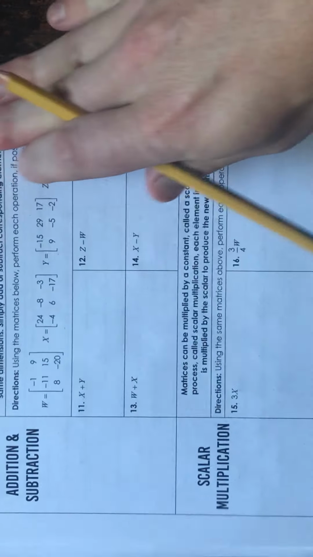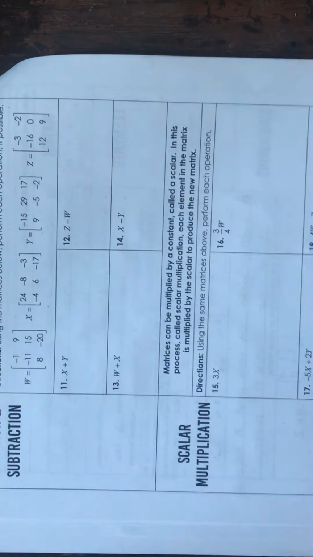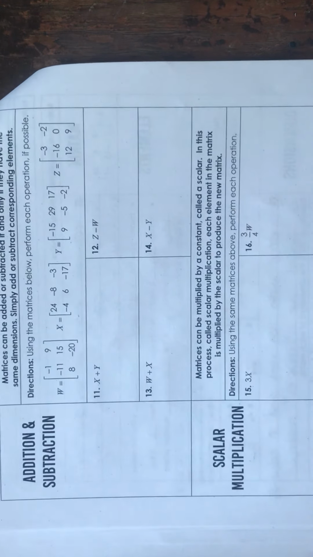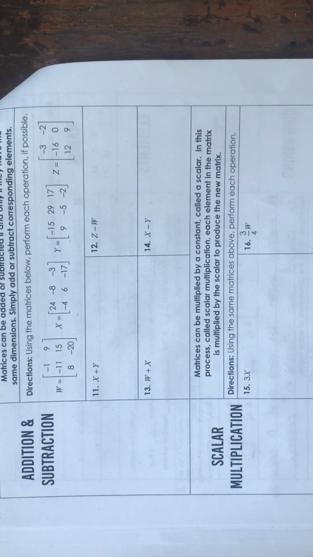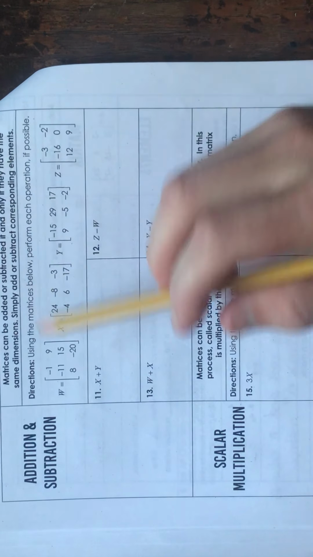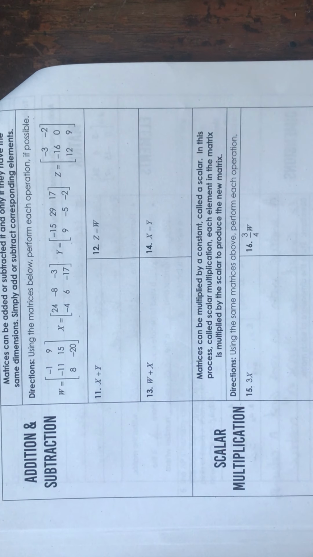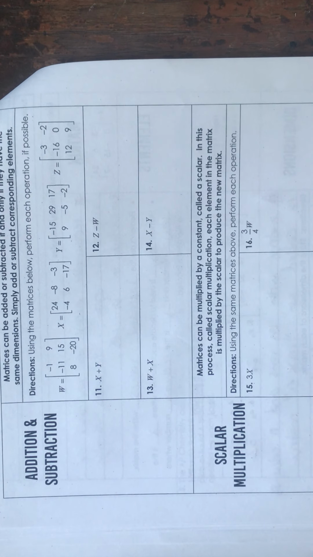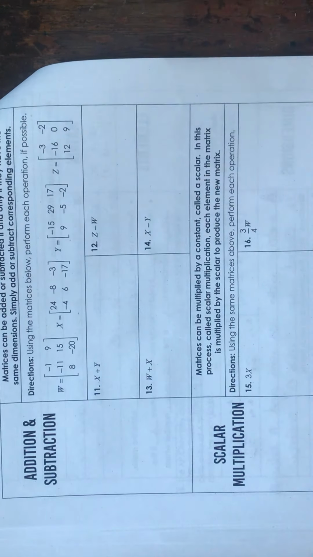So now let's jump over and do a little work on addition, subtraction, and what we call scalar multiplication. Addition and subtraction is pretty easy when it comes to matrices. The one thing that you have to be sure of is that matrices can only be added or subtracted if and only if they have the same dimensions. So you have to be dealing with the same sized matrices in order to actually add them. But if they are the same size, all you do is just add or subtract their corresponding elements.